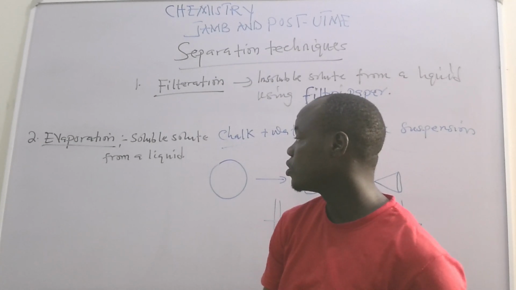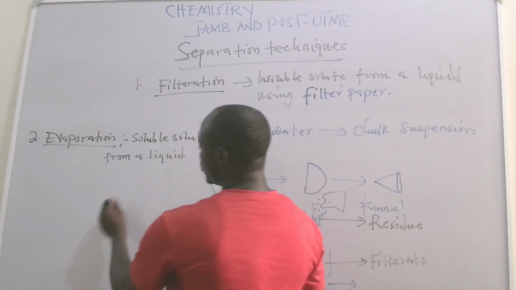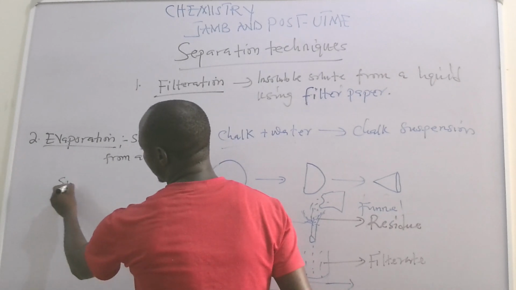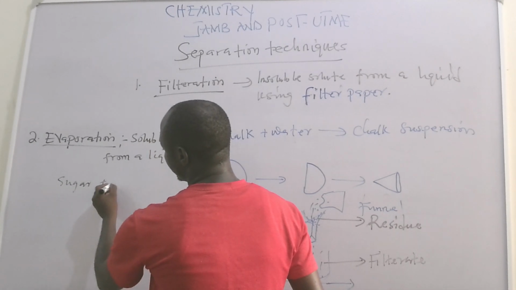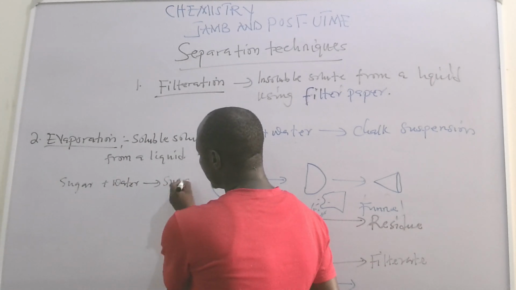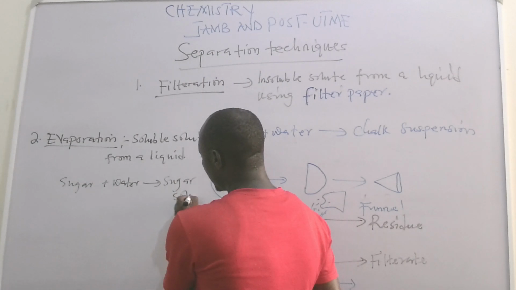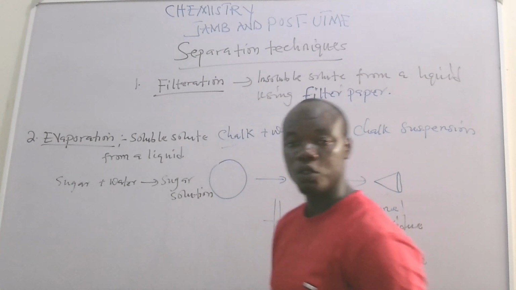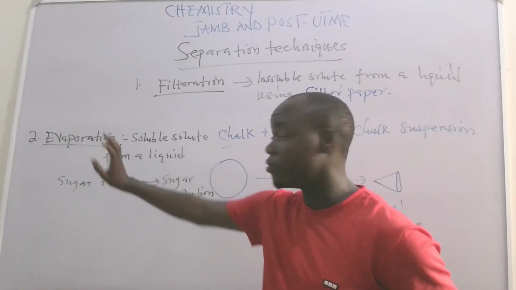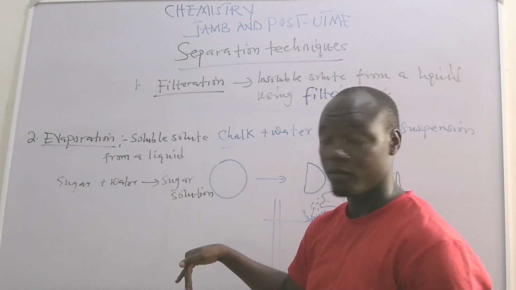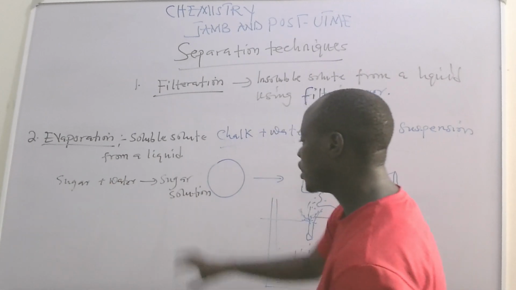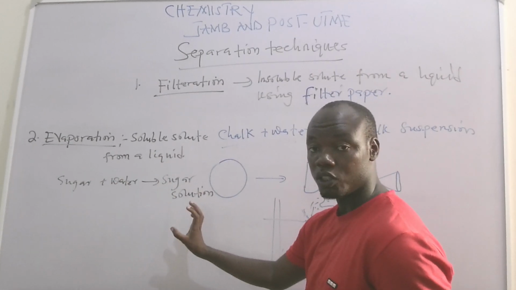Let me give an example of a soluble solid here. Let's say we have sugar plus water. It will give us what we call a sugar solution. You can use this method of evaporation to separate them. Initially you have sugar and you have water, and after you mix them, you have sugar solution.